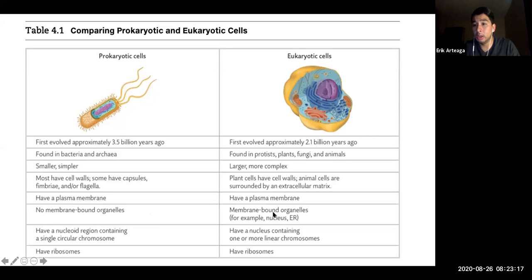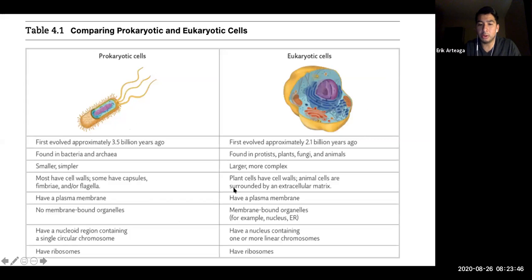One has organelles, which is a eukaryote, right? Separation of functions inside that cell. And bacteria or prokaryotes do not, okay? Prokaryotic cells have circular DNA that's not enclosed inside of a nucleus or another envelope, whereas eukaryotes have a nucleus containing one or more linear chromosomes. So that's going to be found inside that nucleus here. So they both have ribosomes, right?